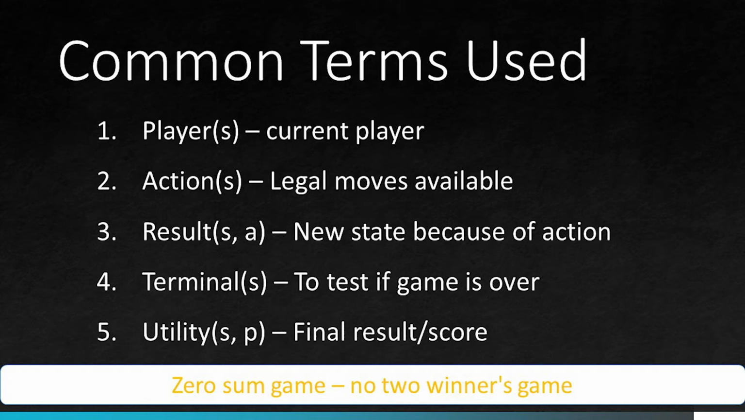Why? These games are zero-sum games, and as the name suggests, it implies that there can't be two winners in this game. When one player wins, the other loses. When you add all the final state numbers of plus 10, minus 10, and 0, it all adds up to 0. And that is why it is called a zero-sum game.